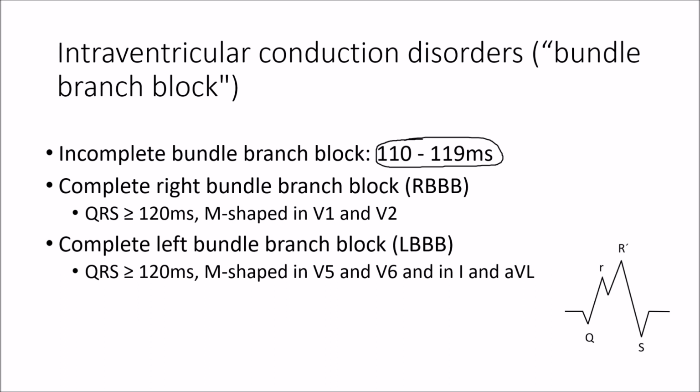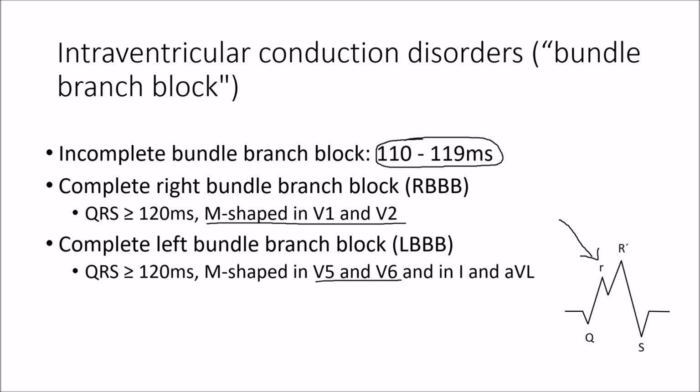Sometimes you can see an M-shaped QRS complex in the ECG as shown on the right side. With a right bundle branch block, such an M-shaped QRS complex typically occurs in the leads V1 and V2. In a left bundle branch block, an M-shaped QRS complex is more likely to occur in V5 and V6.